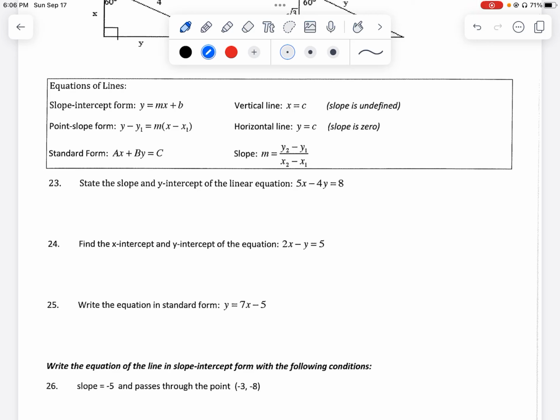Hi again, everyone, and welcome to the section of the guided notes in the Unit P, or prerequisites packet, on the equation of lines. We're talking about three forms for the equation of a line. Those are slope-intercept form, point-slope form, and standard form.